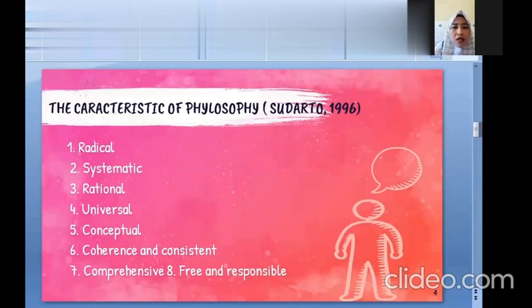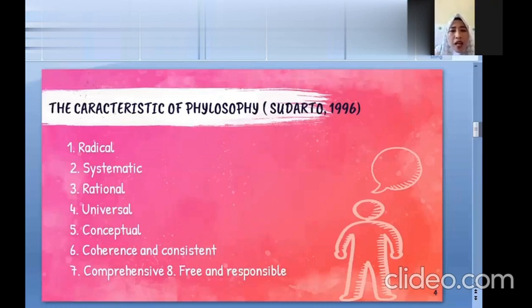The next one is conceptual. It means that the sense of philosophy is generalization and abstraction from experience about individual things and processes. The next one is coherent and consistent. In this case, coherent means according to the rules of correct thinking, connected, and logical. Besides, consistent means no opinion contradicts another.